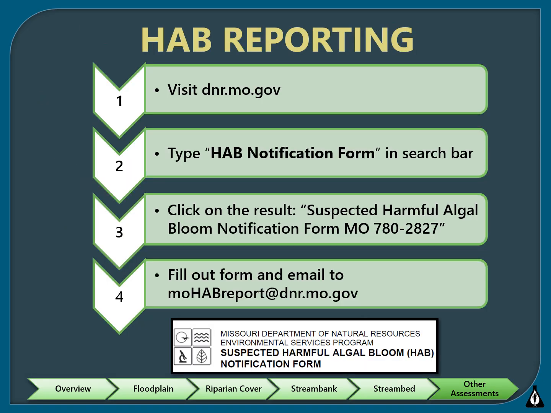If you think you have found a harmful algal bloom, please report this concern. The easiest way to report a suspected HAB is to follow these instructions. This email goes to the HAB response team, and a member of this team may contact you for more information. It's a good idea to snap some photos of the algae at the site to send with the form.